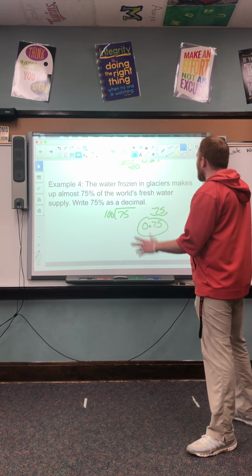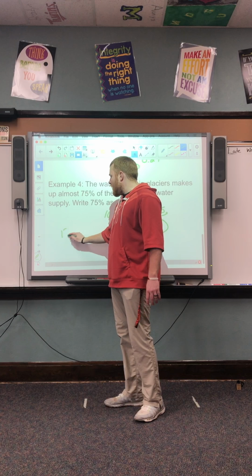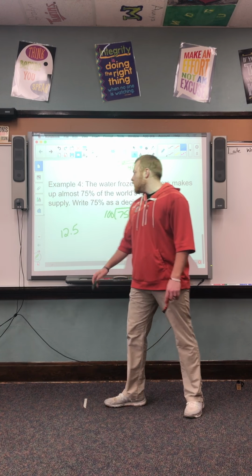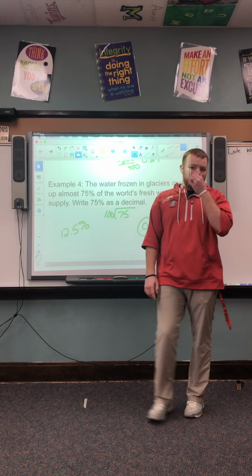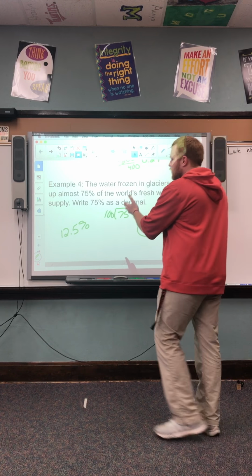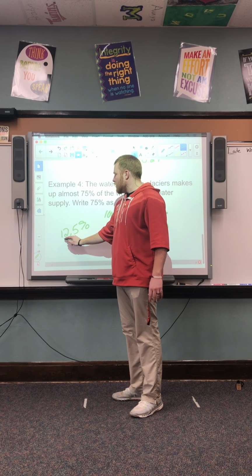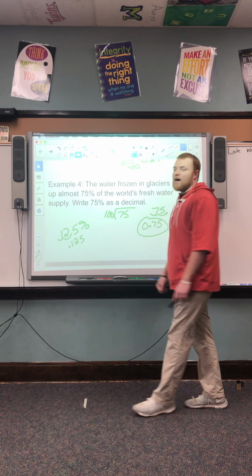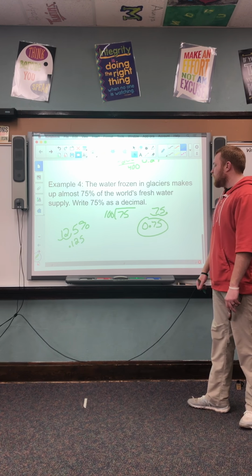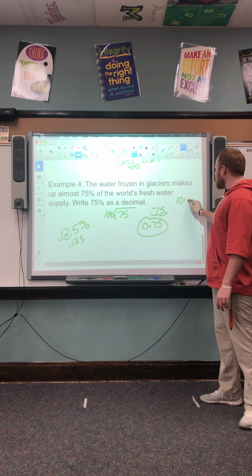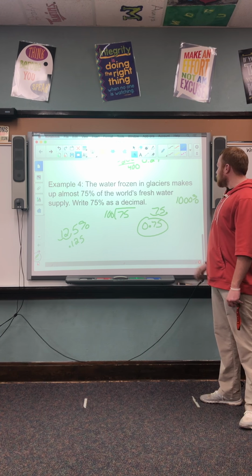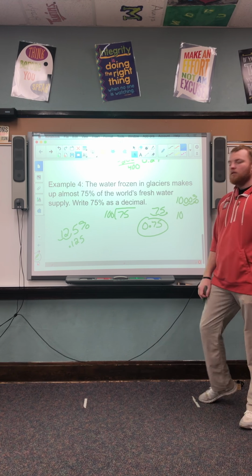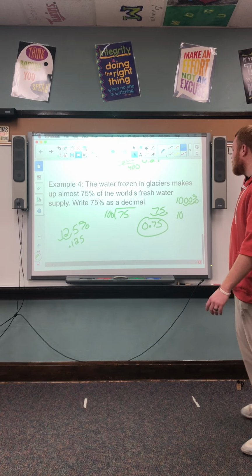Now say we have an example of 12 and 5 tenths percent, and we want to change that to a decimal. Move it over 2. Our answer would be 125 thousandths. Now say we have 1000%. Our decimal is all the way to the right, and we still move it to the left twice. Our answer would be just 10. That would be the decimal of 1000%.